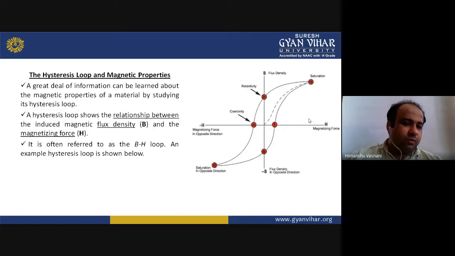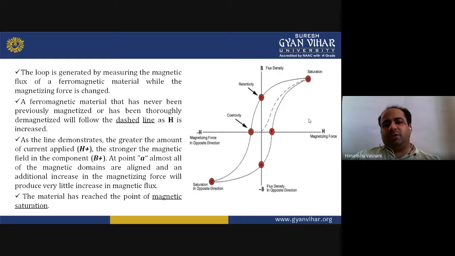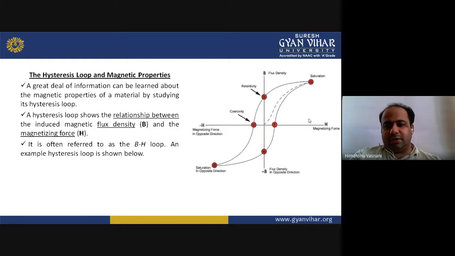BH curve means the flux density versus magnetization force curve, or loop, sorry, BH loop. An example of a hysteresis loop is shown. You can see on the right hand side how it is shown. The diagram is quite clear, and it is clearly shown what the values are for the horizontal axis and what is shown on the vertical axis. Now the loop that you are seeing on the right hand side is generated by measuring the magnetic flux of a ferromagnetic material while the magnetizing force is changed. So the loop is between the flux density and the magnetizing force.